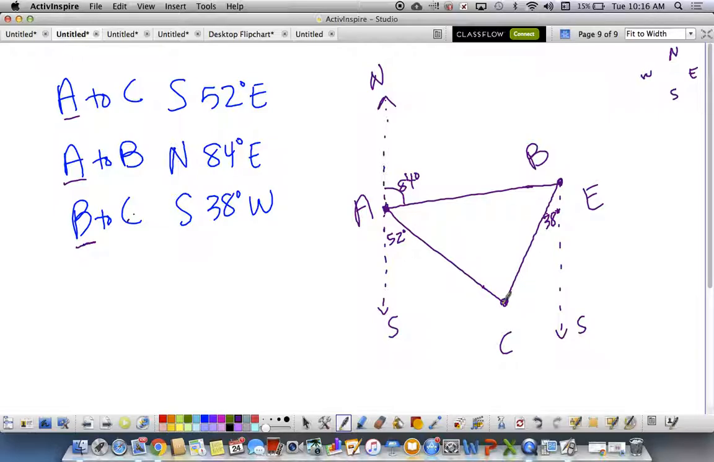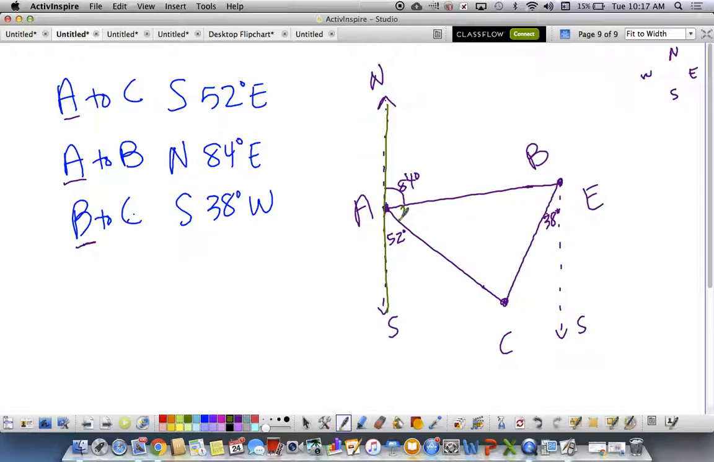All the numbers we have right now, none of them are inside our triangle. Oh, you just do 180. So can we find it? Yes, you can. If this is a straight line, this north-south line right here is 180 degrees. You have two pieces of it. Can you find angle A, angle BAC? So what is 180 minus 84 minus 52?